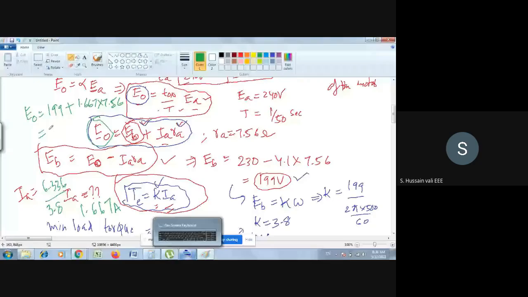Yes, the armature current. So why do we need the armature current? Because we want to find out E naught. E naught has the armature current. Everything we know except that. So what is E naught from this? E naught is equal to EB value 199 plus Ia, just now we found it is 1.667, into RA 7.56. So we will do this. How much will we get here is approximately 2 lengths. So we found out E naught.